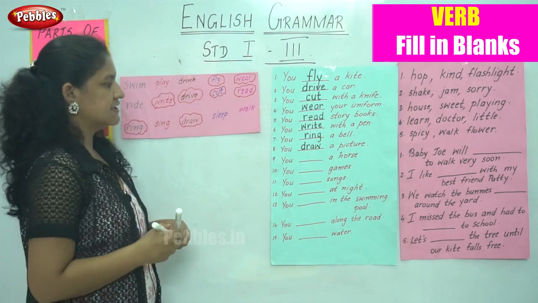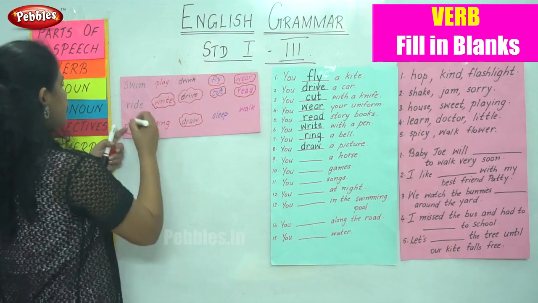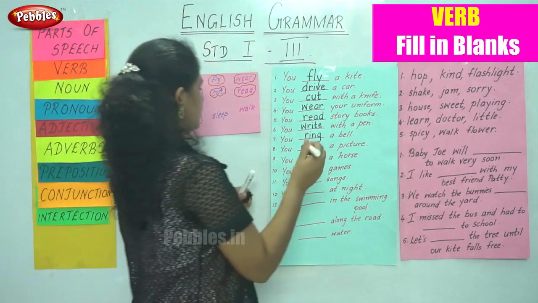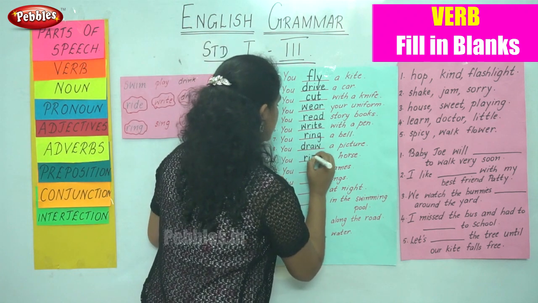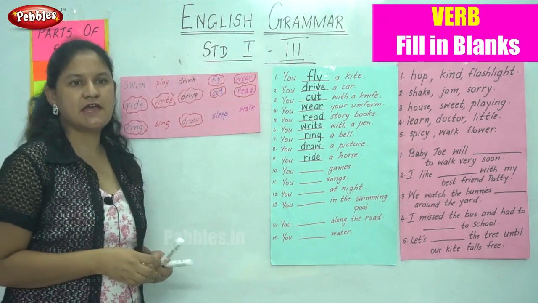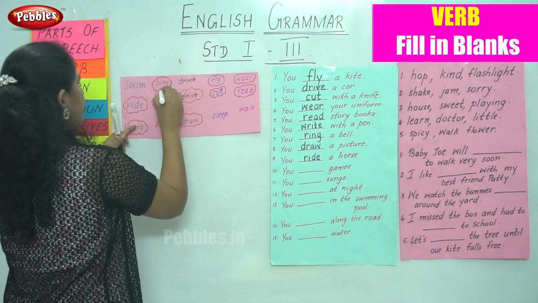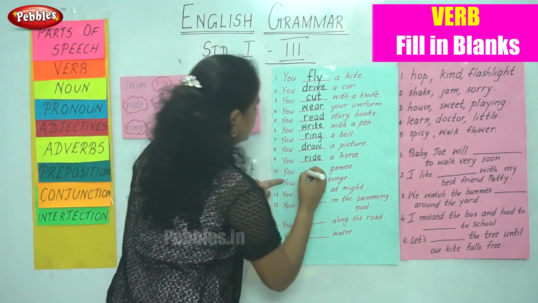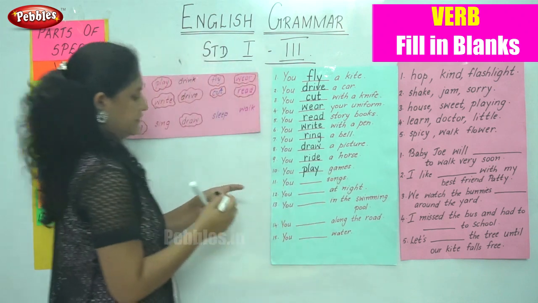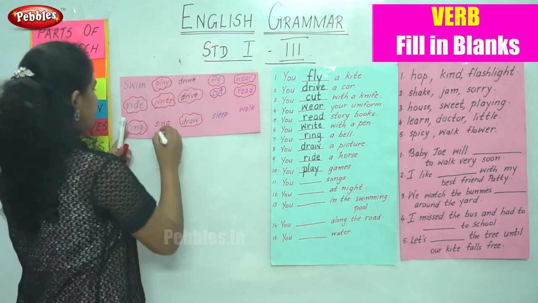The next sentence is you dash a horse. So you ride a horse. So I mark the word ride and I write ride over here. You ride a horse. The next is you dash games. So you play games. So I mark the word play and I write play. You play games. The next sentence is you dash songs. So you sing songs.